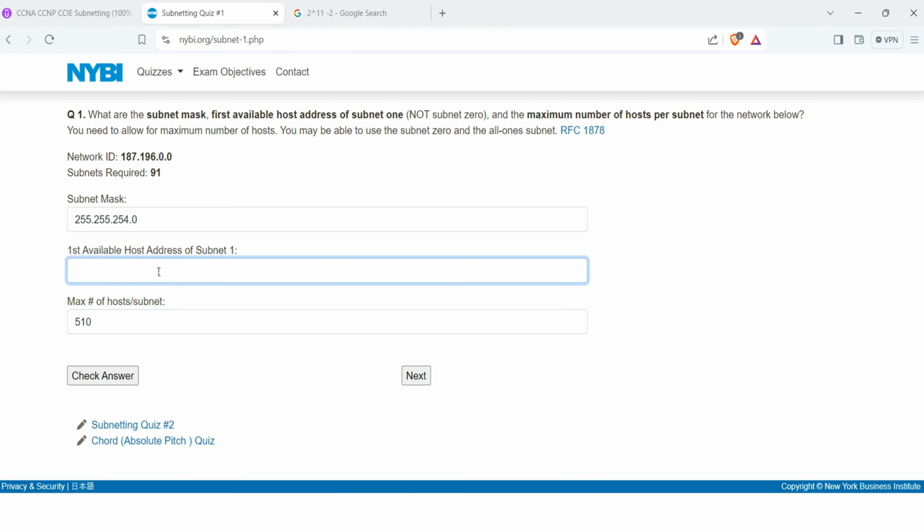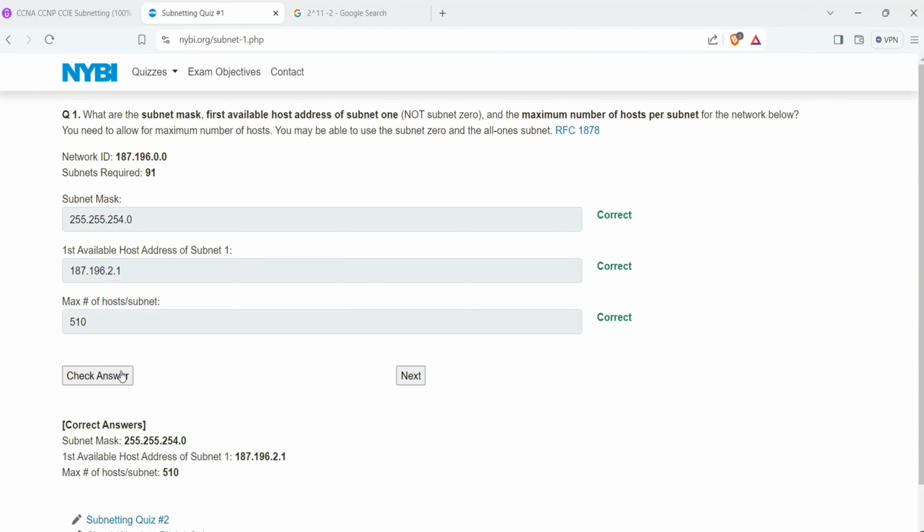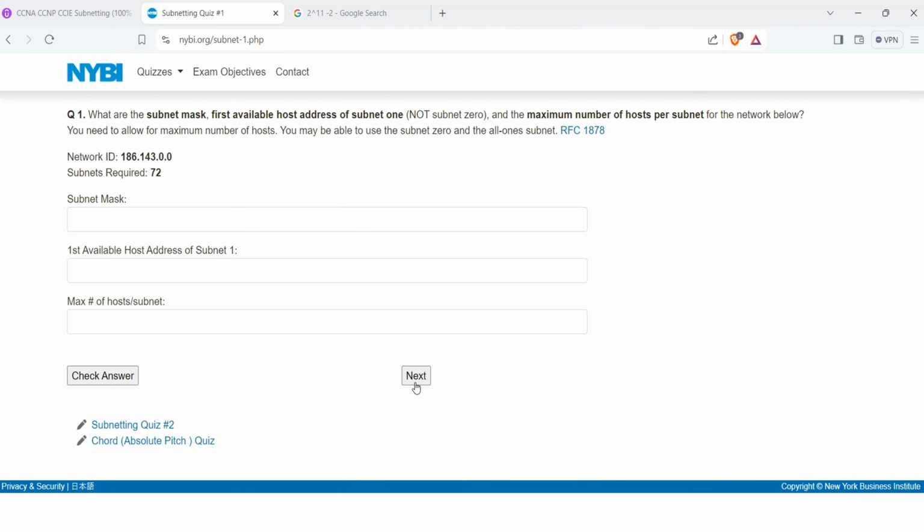The jump start is what over here, folks? Is a 2. So 187.196 dot what? Dot 2 dot 1. And let's check answer. There we go. You see, the more you practice this, the more you actually get adjusted to it. So let's go ahead and continue. 72. Okay. 255. It's a class B. 255. 2 to the 6 is what? 64. 2 to the 7 is 128. Again, even though they're almost similar, you must keep doing this again and again and again. 254.0.